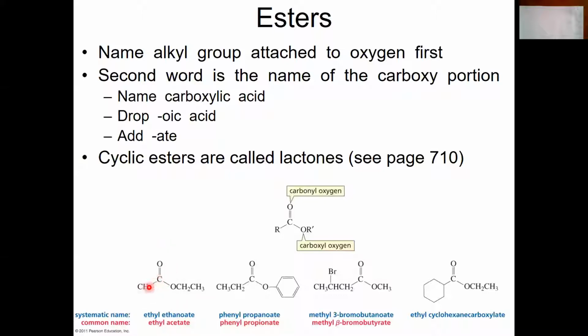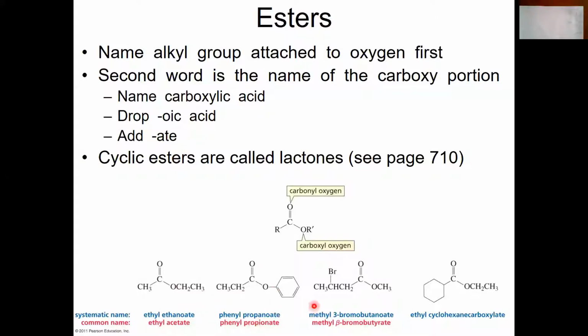So this is 2 carbons. So a 2-carbon carboxylic acid is acetic acid or ethanoic acid. But because it's an ester, you drop the ic acid and name it an ate. So it's an acetate or an ethanoate. But the first name has to be the name of this leg out here. 2 carbons is an ethyl, ethyl ethanoate.